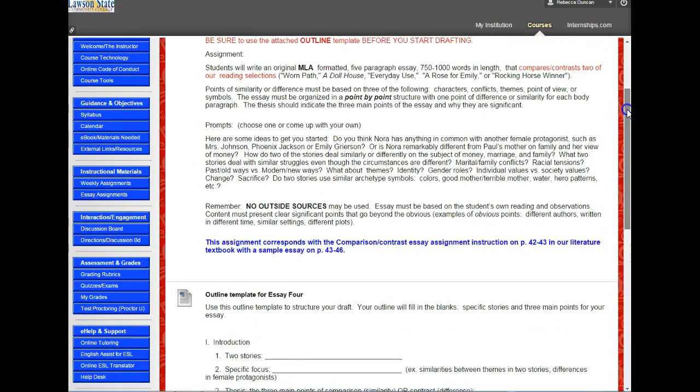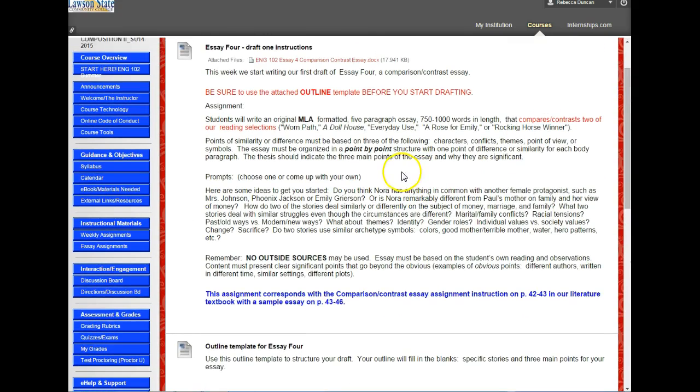Okay, very clearly organized, and here are some ideas. Do you think Nora, our new protagonist from A Dollhouse, has anything in common with another female protagonist such as Mrs. Johnson or Phoenix Jackson? Of course, Emily Grierson would not count. Or is Nora remarkably different from Paul's mother when it comes to family in her view of money? Oh, hey, money is an issue. I'll go ahead and tell you that in A Dollhouse, money was an issue. In Rocking Horse Winner, money was an issue with the mom. So you could look for three similarities or three differences there.